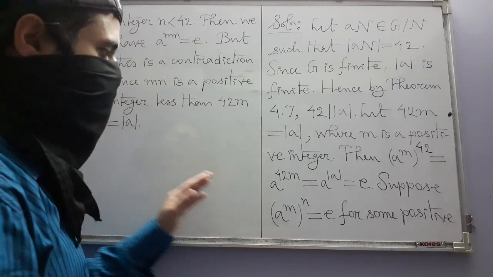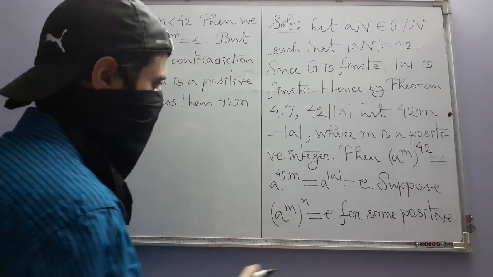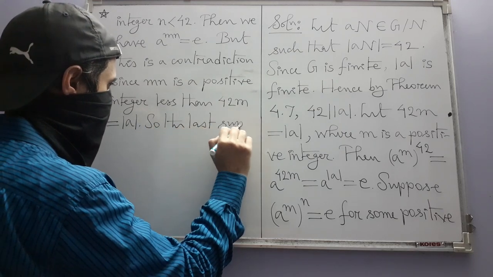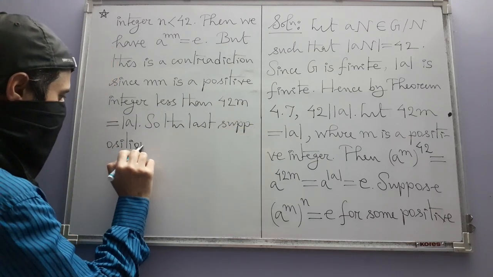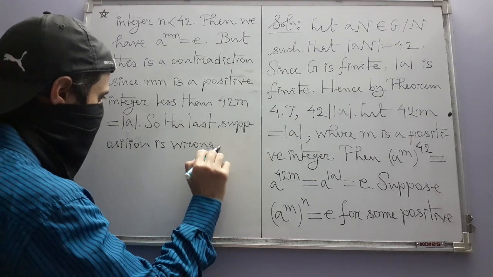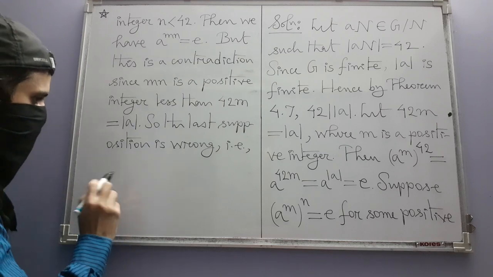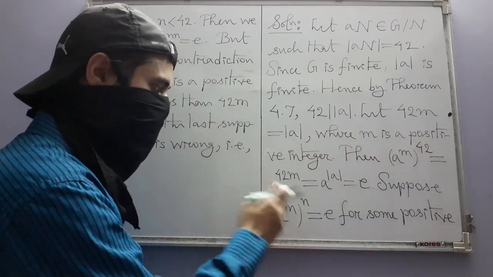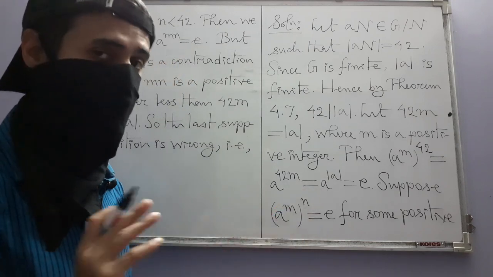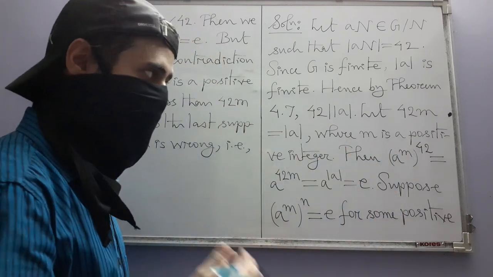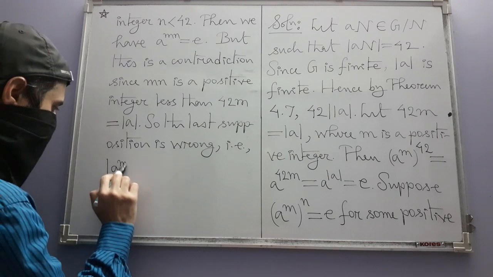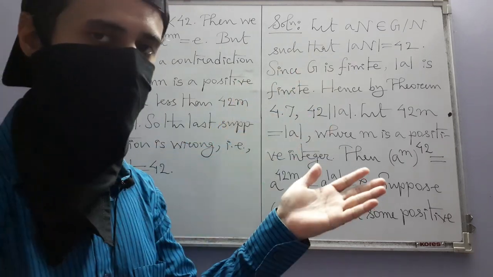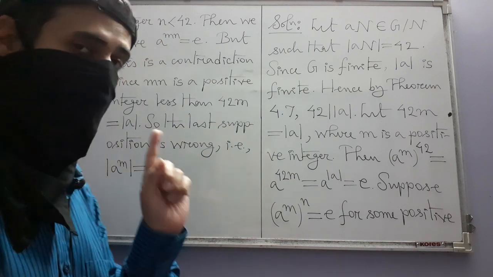So the minimal nature of the order of a is violated. So that's why this cannot be true. That means our supposition is wrong. So the last supposition is wrong, i.e. so that just simply means what now? It means that the 42nd power of a to the power m is the identity, but no smaller power in which the exponent is positive can be identity. So that's why the order of a to the power m is equal to 42. So that's how, starting from an element aN of order 42 in the factor group, we have found an element again of order 42 but in the original group.